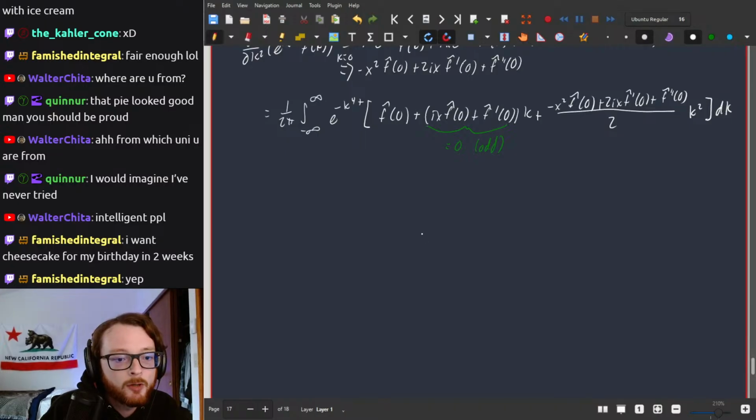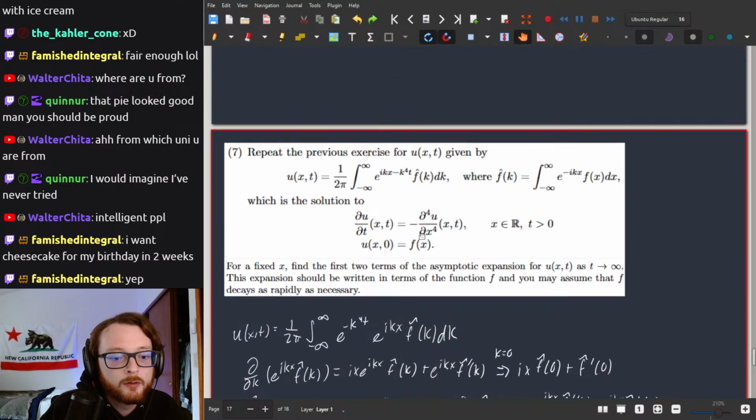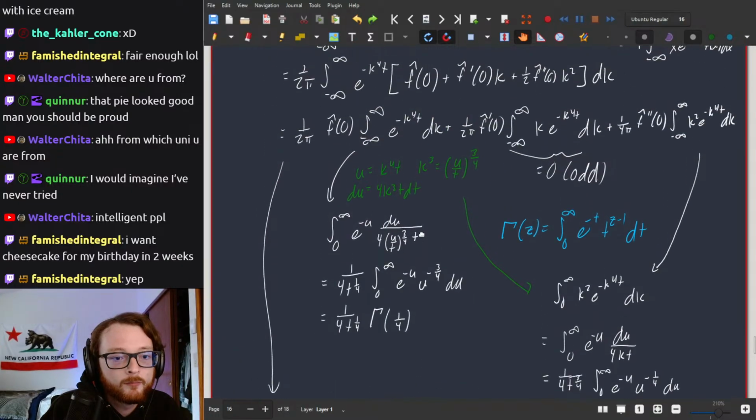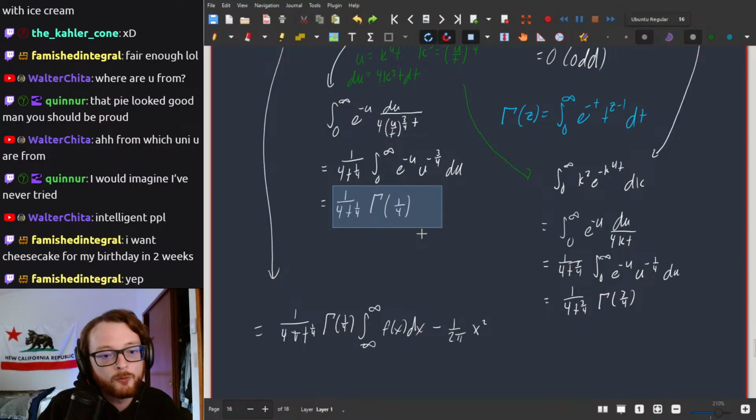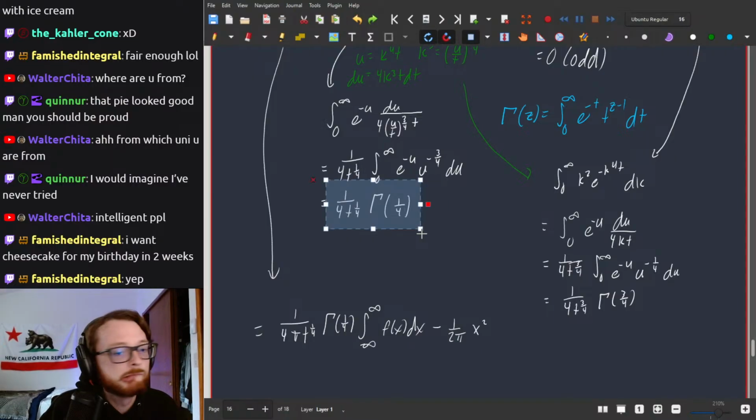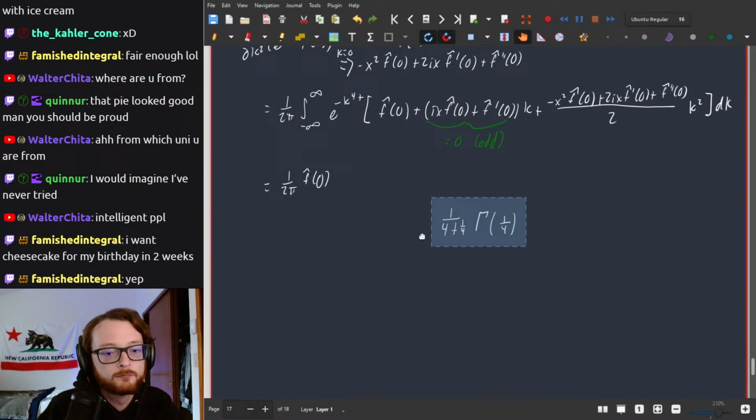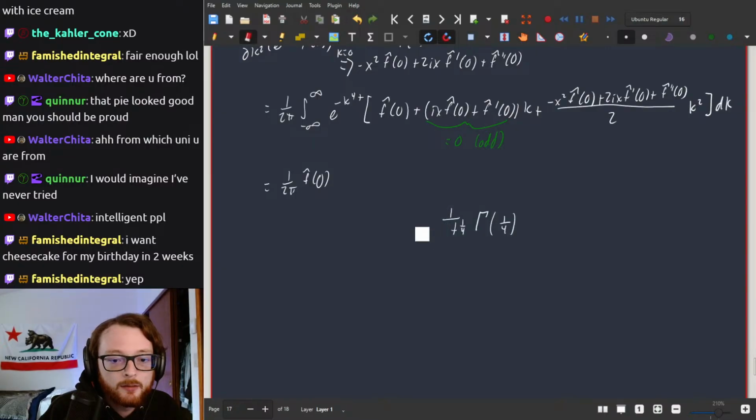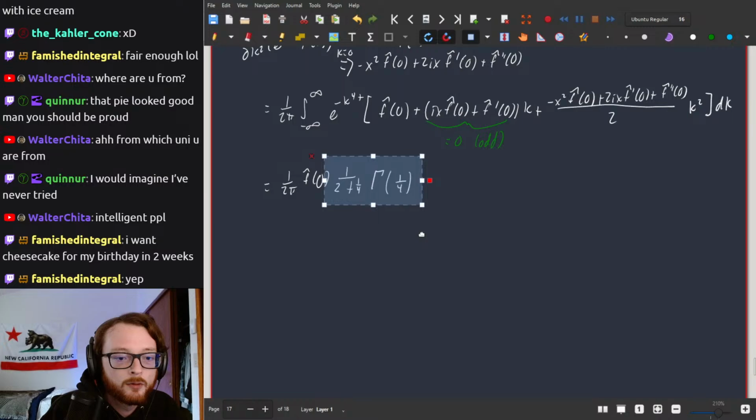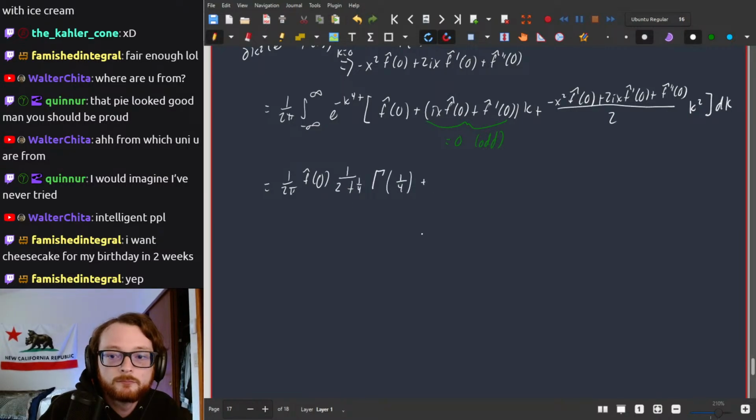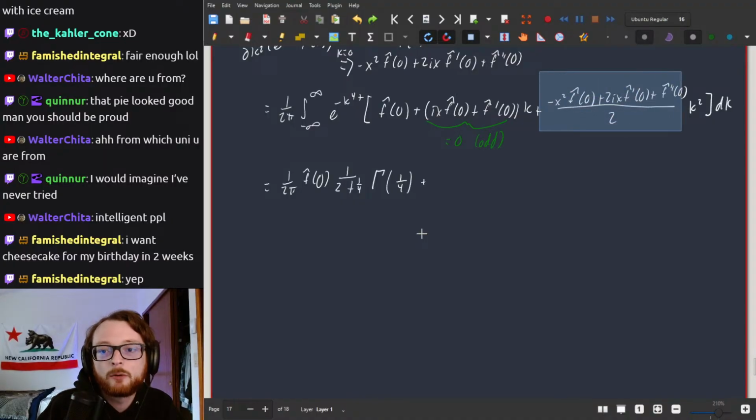Okay, so let's figure her out. 1 over 2 pi f hat 0. And so just from this integral, we want 2 times this result here. I guess we can even copy it, and make that a 2. Then we have this bad boy times that bad boy. This will be a lot easier with the power of copy and pasting.